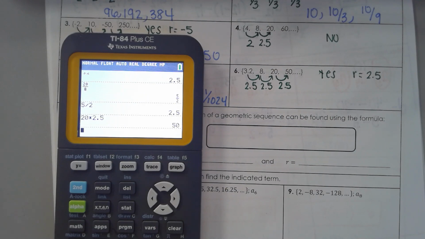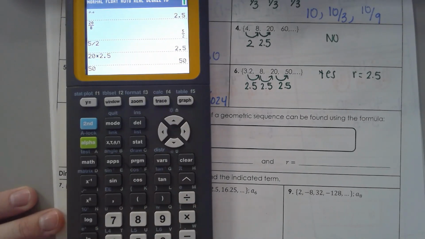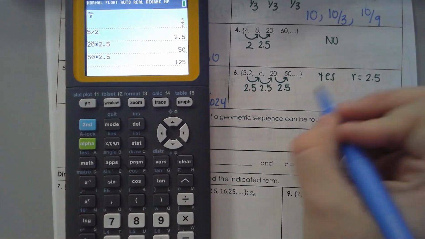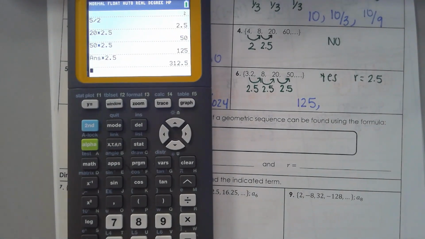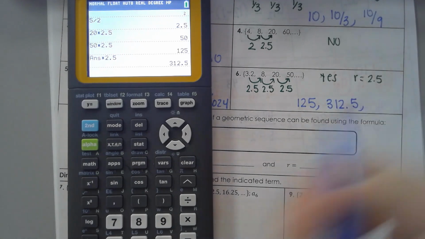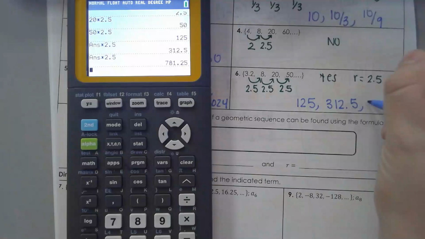So now find the next 3 terms. So we have 125, 312.5, and then 781.